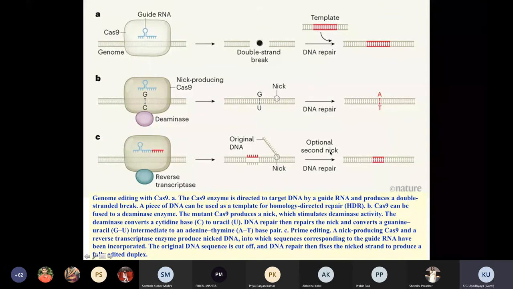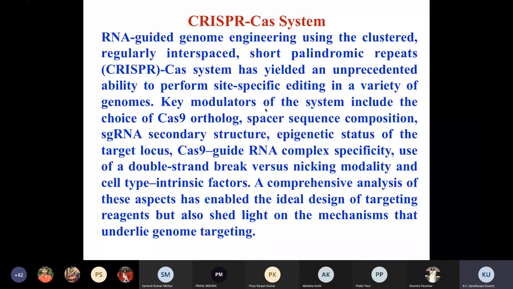So this is what it says: RNA-guided genome engineering using the clustered regularly interspaced short palindromic repeats, CRISPR-Cas system, has yielded an unprecedented ability to perform site-specific editing in a variety of genomes. Key modulators of the system include the choice of Cas9 ortholog. As I said, there are many of them: Cas9, Cas12, Cas13. Others include spacer sequence composition, single guide RNA secondary structure, epigenetic status of the locus, and Cas9 guide RNA complex specificity. Various things have been done. A lot of research has gone into it, and now the system has wide applications, including in cancer, and a lot of clinical trials are going on.